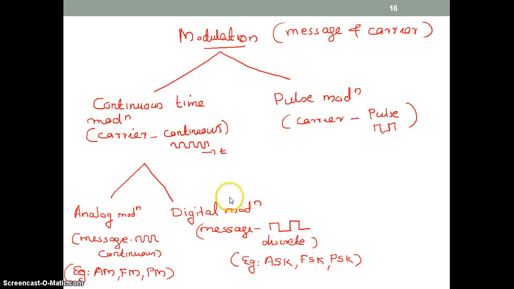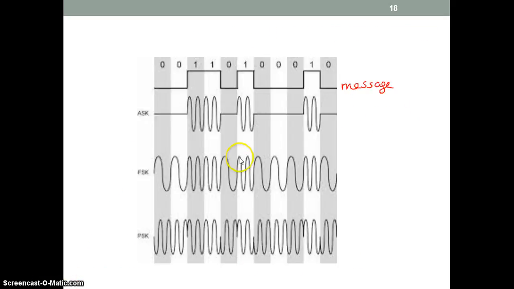Carrier is continuous, message is discrete. So these are the digital modulation. Look here, message is discrete in terms of zeros and ones, and carrier will be continuous in nature.